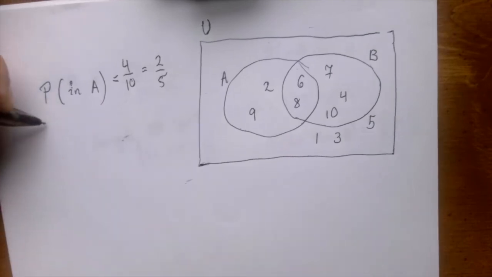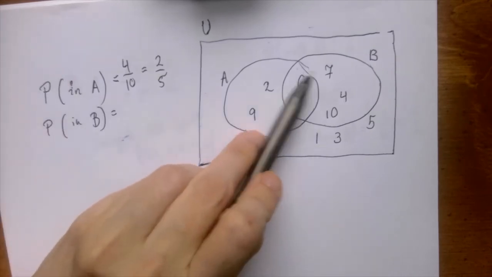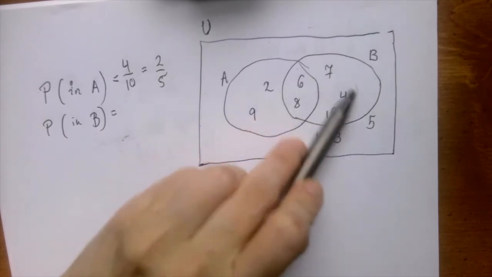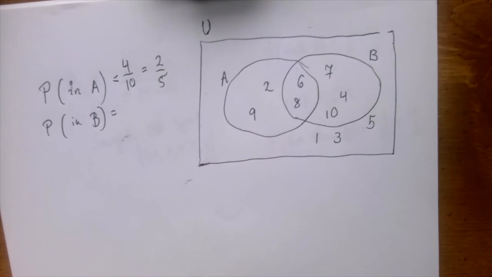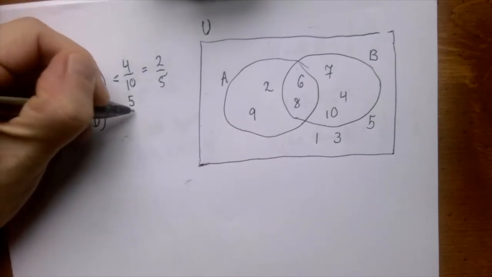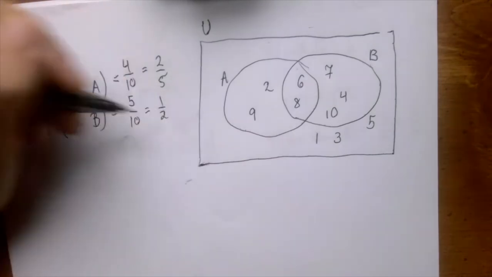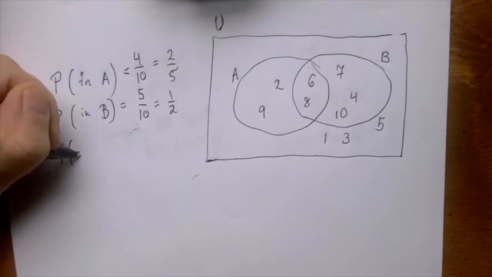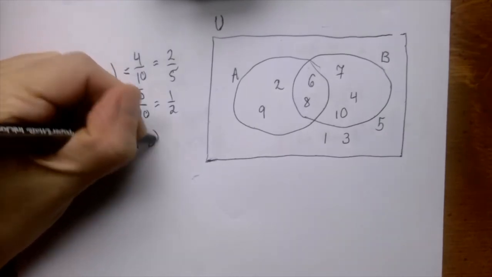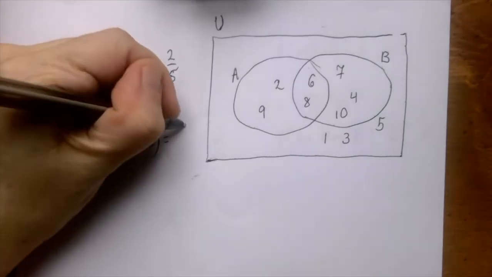Okay, what is the probability that we roll something that's in B? So now we basically need to count how many numbers we can pull that are in B. We find that 5 out of the 10 numbers are in B. So the probability is 5 out of 10, or 1/2. Okay. What about the probability that it's in neither A nor B? What's that? You are right. It's 3 out of 10.